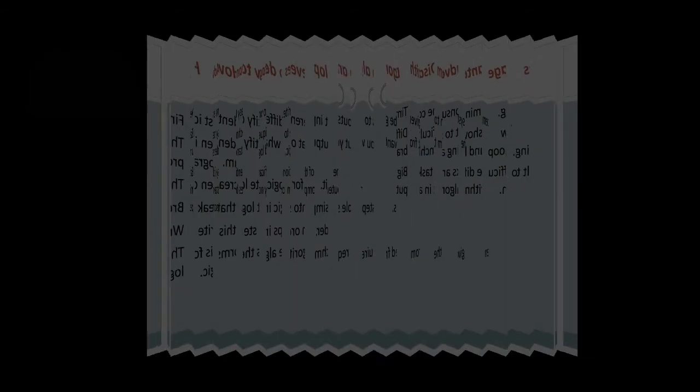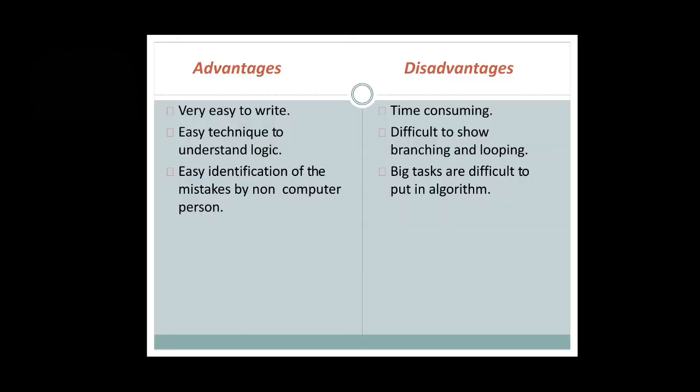The next one, advantages and disadvantages of an algorithm. First one is advantages. Very easy to write and very easy to understand. An easy technique to understand the logic. An algorithm is machine independent. Easy identification of mistakes by a non-computer person.